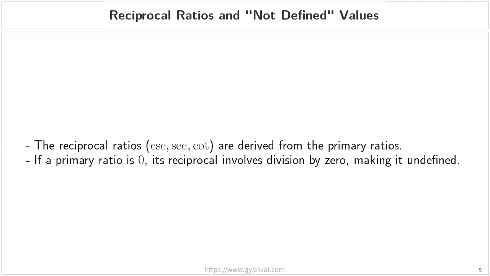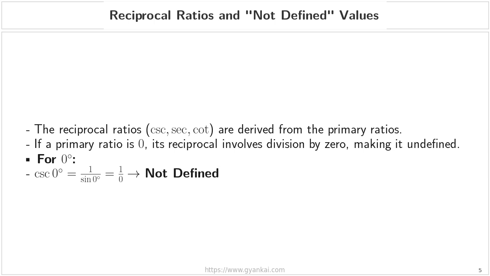If a primary ratio equals 0, then its reciprocal involves dividing by 0, which makes that value undefined. Let's apply this logic to the case for 0 degrees. We previously found that the sine of 0 degrees is 0. Therefore, when we calculate the cosecant of 0 degrees, which is 1 divided by the sine of 0 degrees, we end up with 1 divided by 0. As we'll discuss more in our summary, this means the value is not defined.